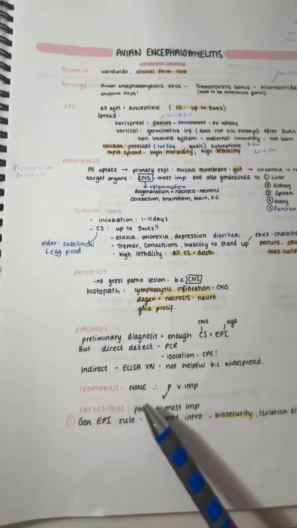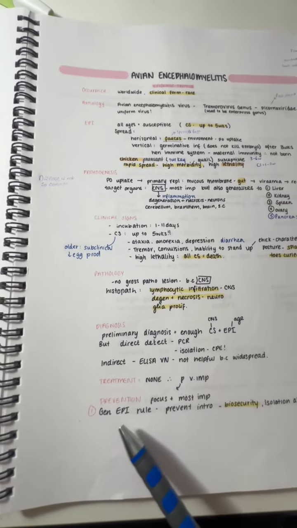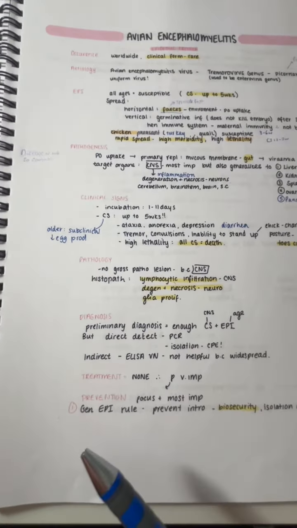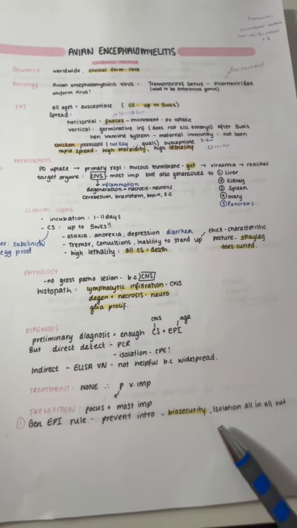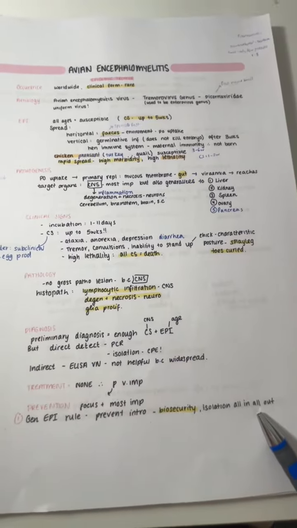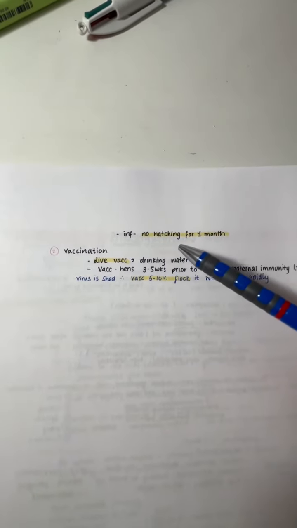Treatment, there is none, so prevention is very important. For prevention, focus on the most important, which is following the general epidemiological rules, such as preventing the introduction by biosecurity and isolation, and having all in and all out. And if there's an infection, having no hatching for a month.